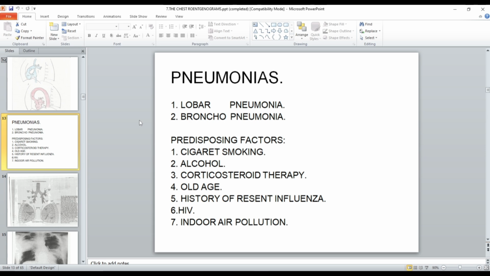Then we come to the pneumonias. There are two types of pneumonias: lobar pneumonia and bronchopneumonia. Lobar pneumonia is a uniform consolidation of an entire lung lobe due to severe bacterial infection that causes inflammation and fluid buildup in an entire lobe of the lung. Bronchopneumonia, or lobular pneumonia, is characterized by patchy, scattered inflammation centered around the bronchioles and surrounding the alveoli, that is, the air sacs in the lungs.